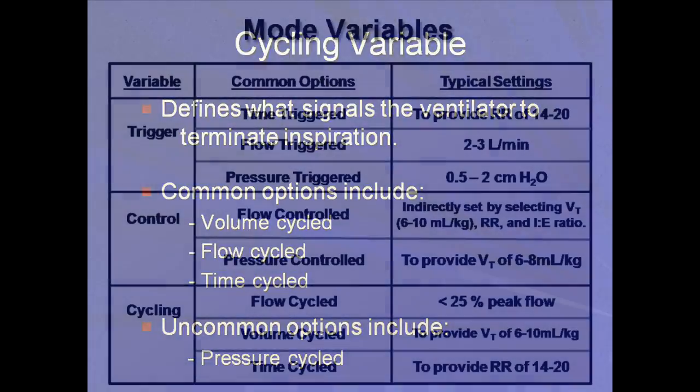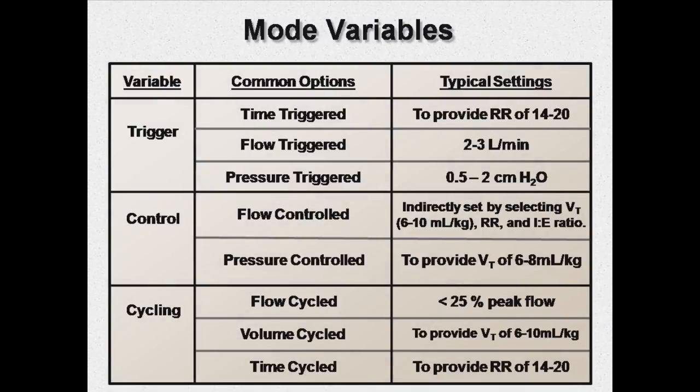So here is a summary of common options for the three mode variables. A mode can either be time triggered, flow triggered, or pressure triggered. It can be flow controlled or pressure controlled. And it can be flow cycled, volume cycled, or time cycled. Typical settings for these variables are listed to the right.